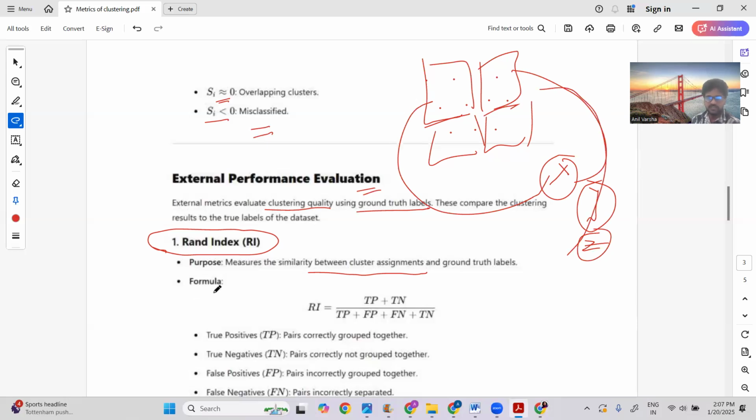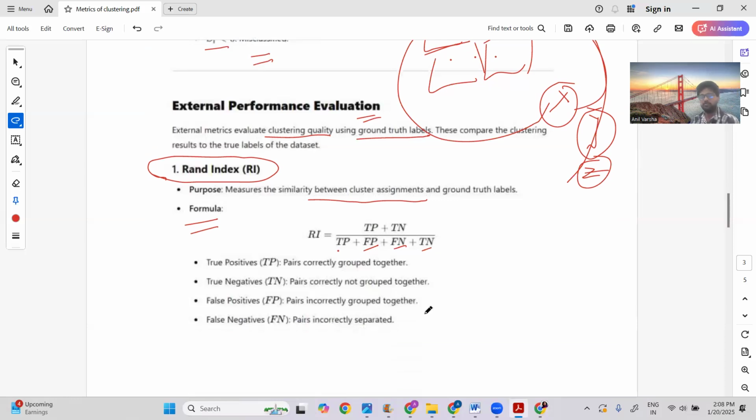The formula for defining this Rand index is true positive plus true negative divided by true positive plus false positive plus false negative plus true negative. What is true positive? True positive means pairs correctly grouped together. There are several data points. All these data points have been assigned to one cluster, which is rightly identified.